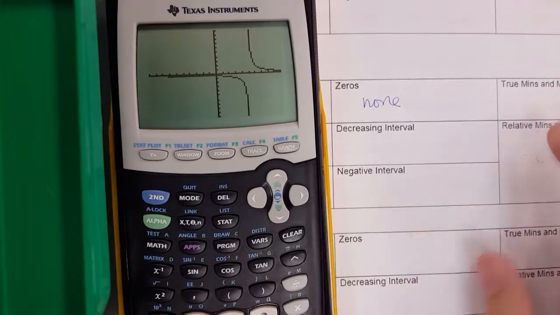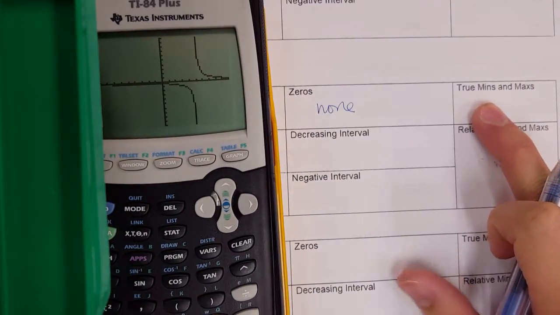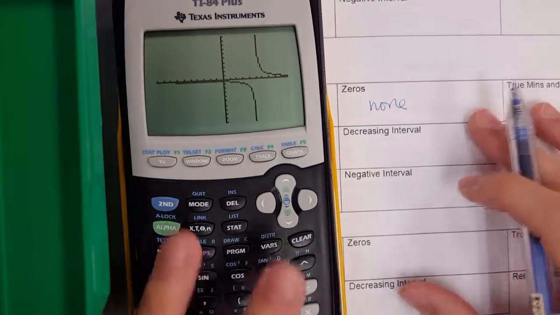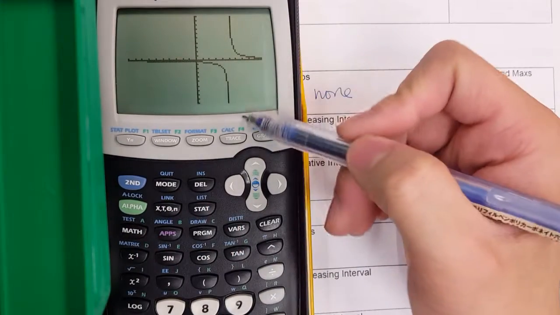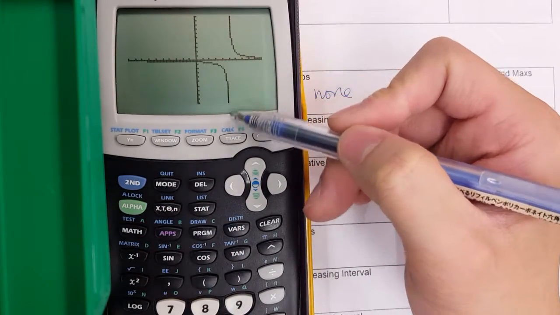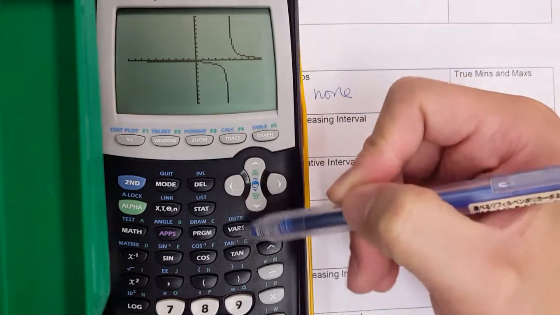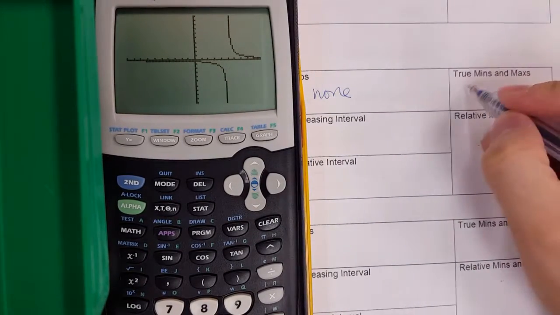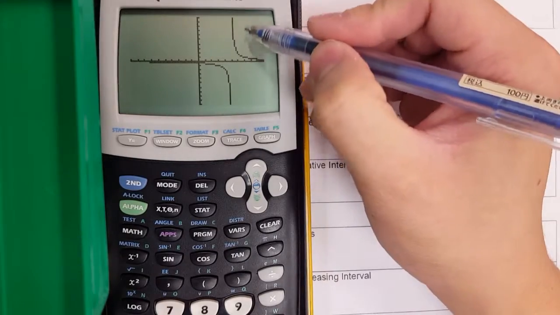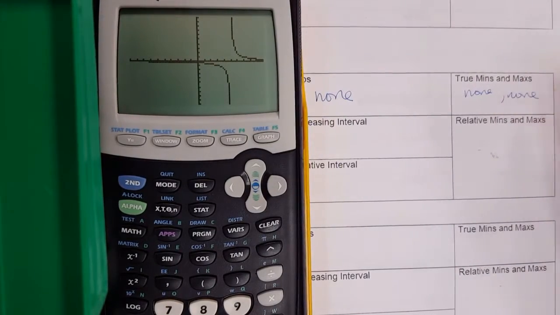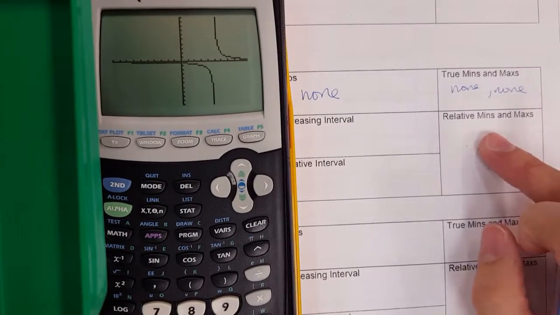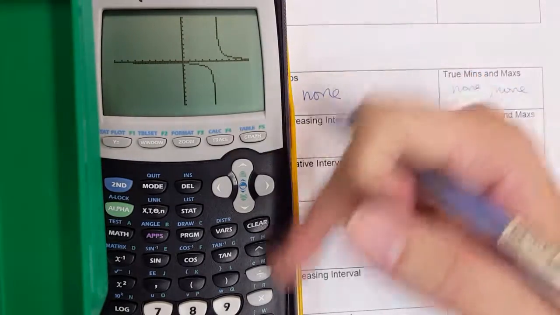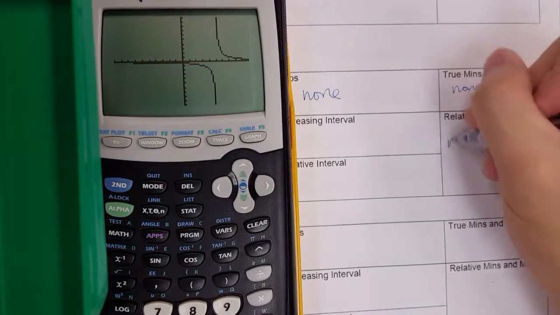All right, so now I have my true min and true max. That just means the minimum and maximum thing that it can have. I'm going to do the true min first. The smallest that the y value can be is all the way down here. It goes on forever and ever. And so the minimum is going to be negative infinity, so I can just write none. And the same thing for the max. It goes up forever and ever, and I just have none. Cool. Now I'm going to do the relative min and max. I don't really have a minimum or maximum, because it really goes to negative infinity and then positive infinity. And so I can just write none.